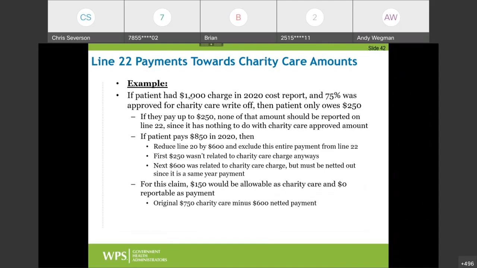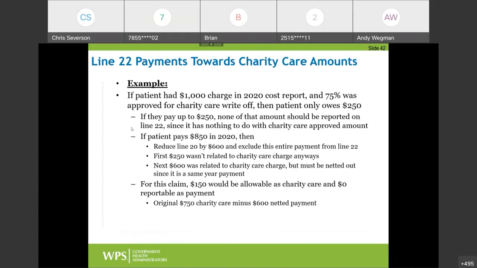It basically says he had a $1,000 charge in 2020. Only 75% was approved for charity care, so the patient still owes $250. If they pay that $250, that's not a line 22 payment. That's their normal payment that they owed anyways. But let's say they pay $850. The first $250, as I said, wasn't related to charity care, but the other $600 is a payment against a current year charity care amount.